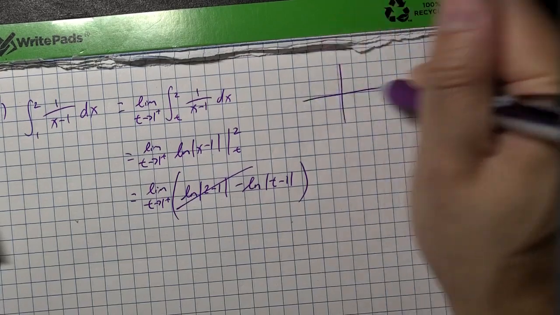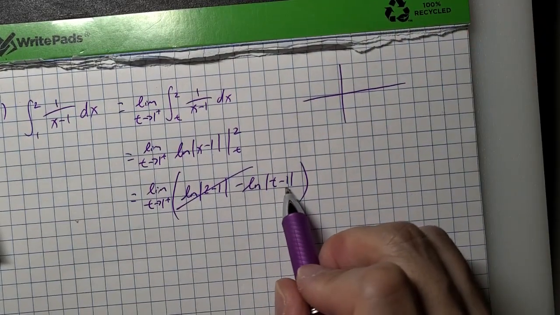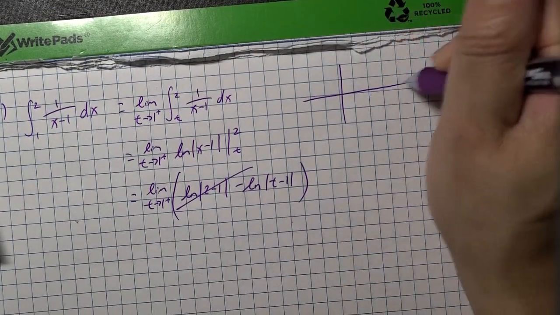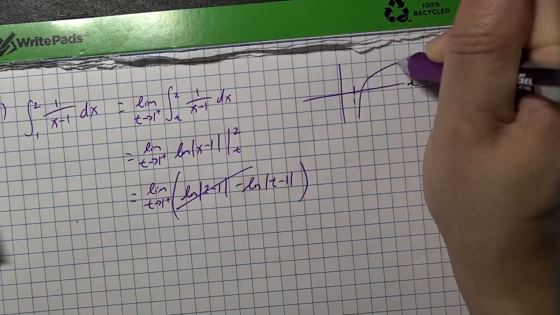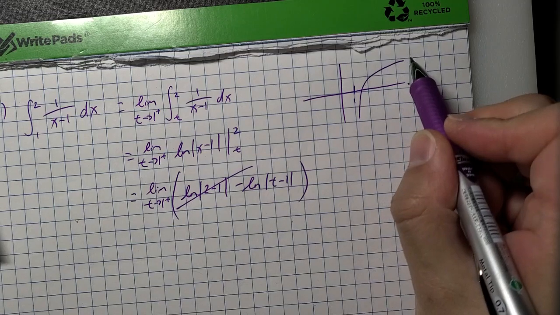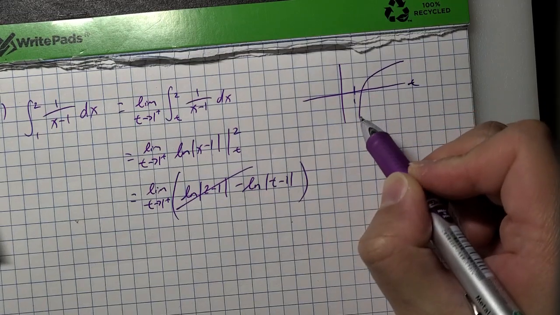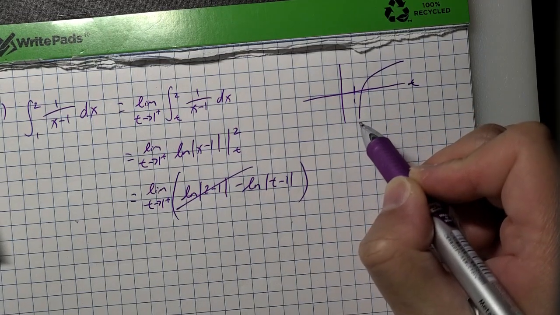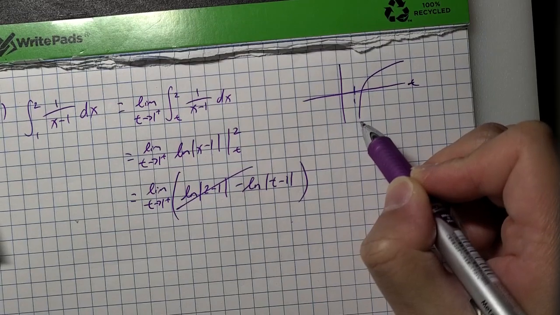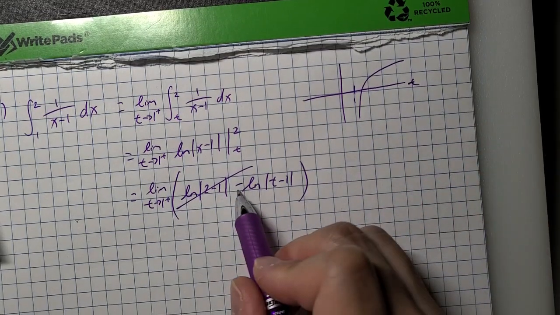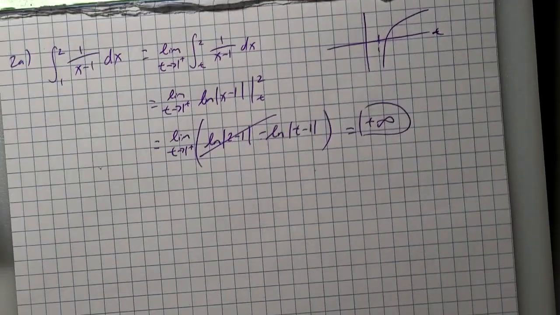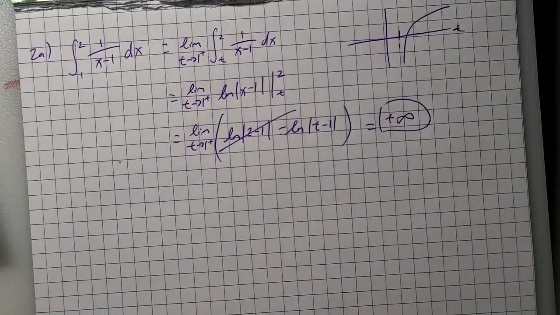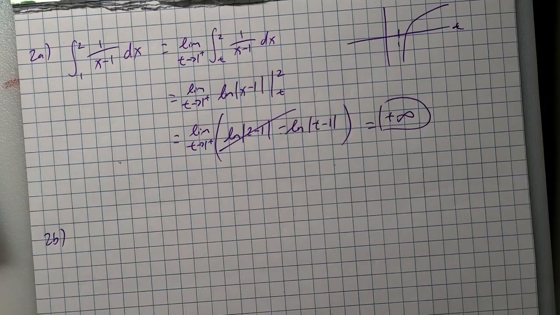How does natural log look? Well, this is natural log shifted by 1, and this is t. So if this is 1, then natural log will look like this. Okay? So as you approach 1 from the right, that goes to minus infinity. We have another minus sign, so this would go to positive infinity. Okay? That's how we do that one. 2b.